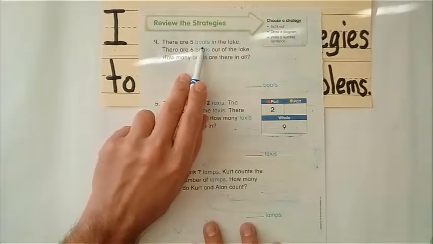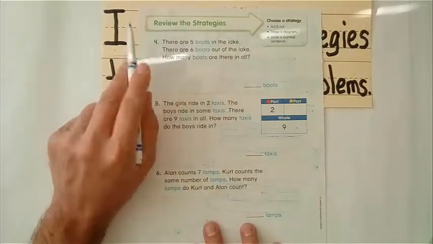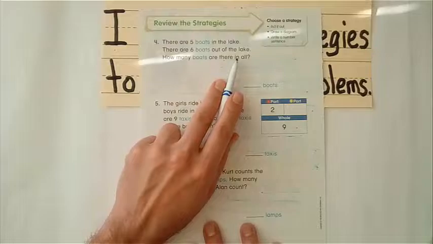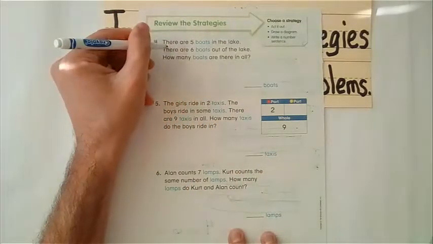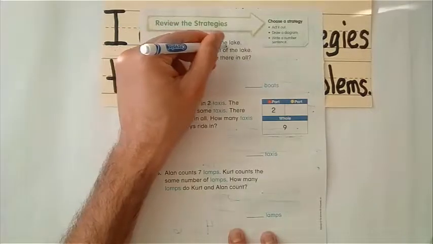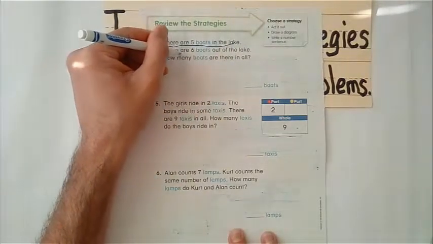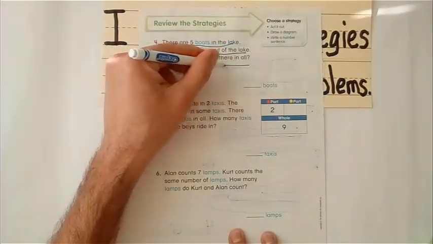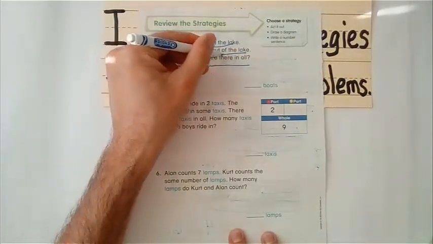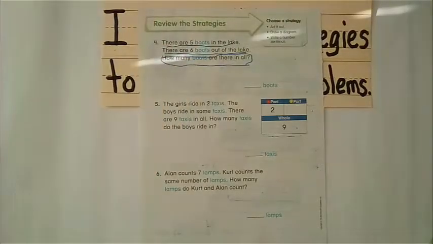There are 5 boats in a lake. There are 6 boats out of the lake. How many boats are there in all? Well, let's underline. There are 5 boats in a lake. There are 6 boats out of the lake. How many boats are there in all? That's what we're going to circle. So let's show that with blocks.